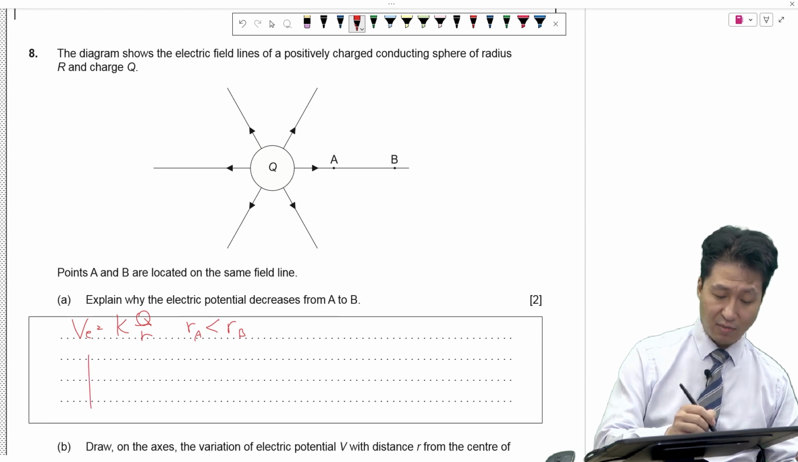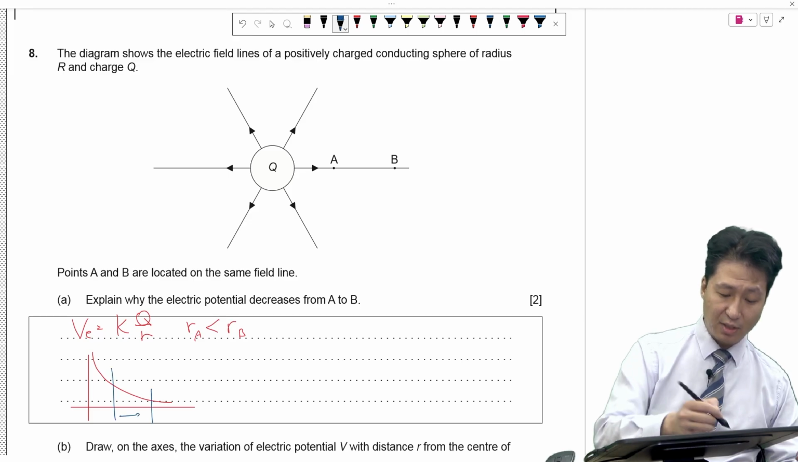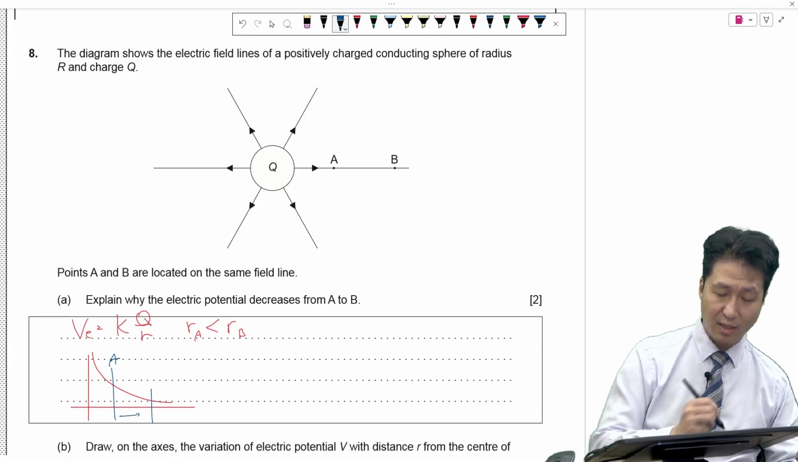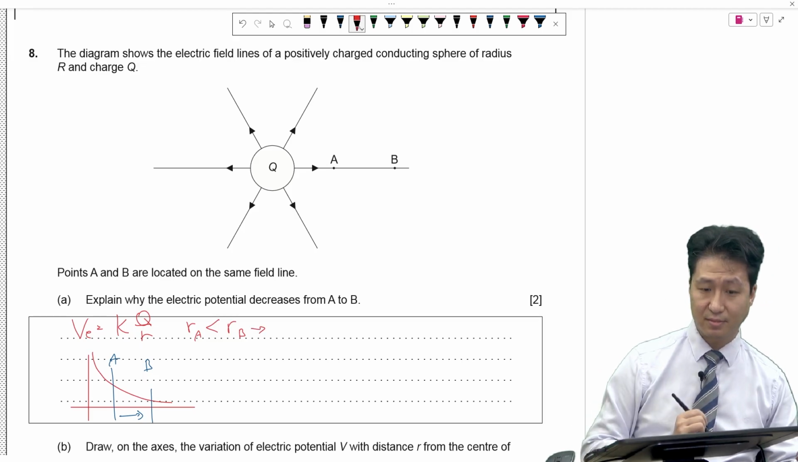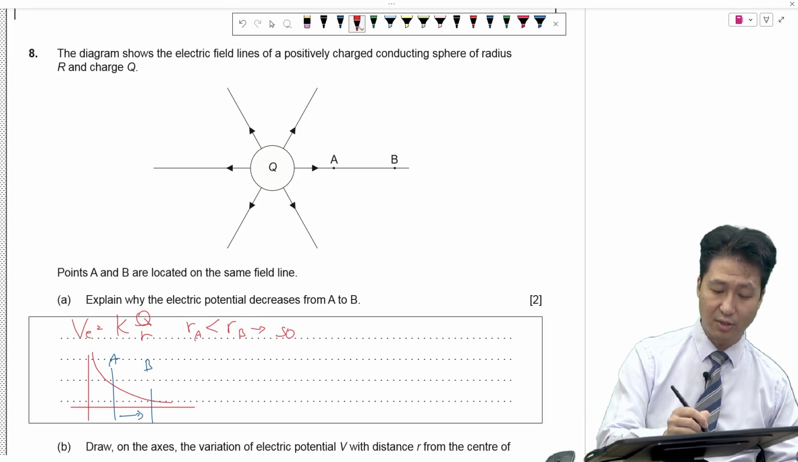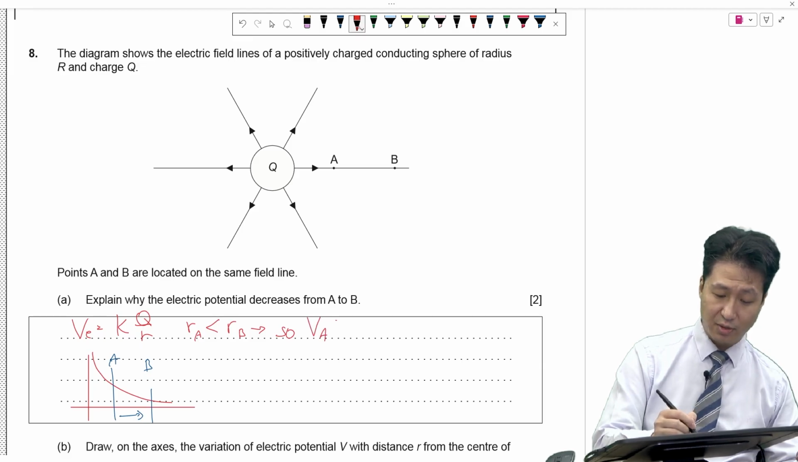Next, if you graph this, it would look something like this. And you'll see that as you move further away from A to B, the potential decreases. So you go to the conclusion. So potential of A is greater than the potential for B.